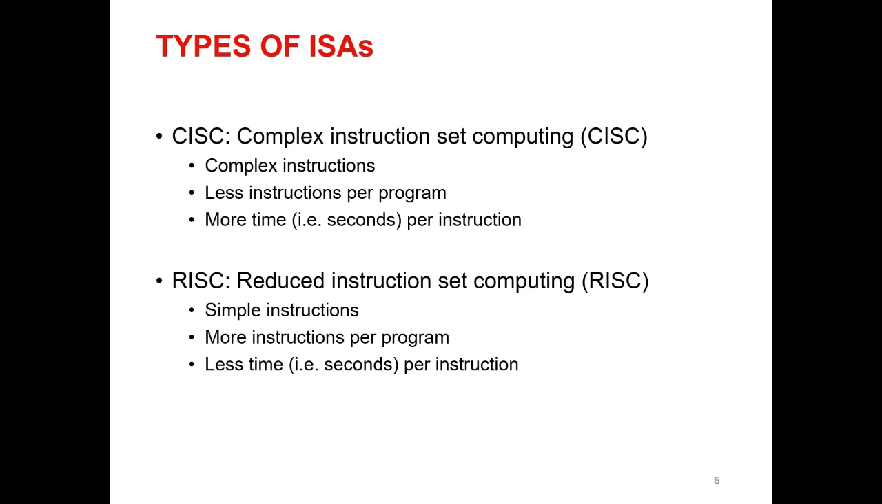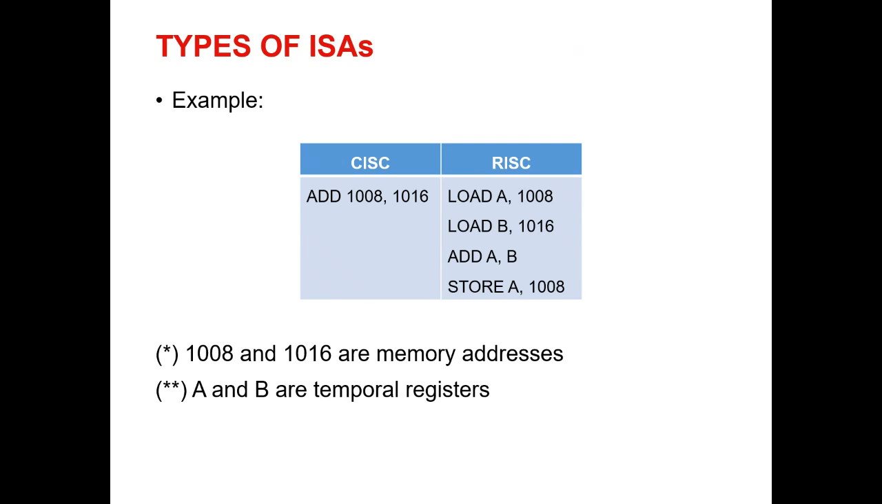Okay, let me show you an example. On the left side we have an operation with CISC, the complex instruction set computing, and on the right side we have the equivalent for that instruction with RISC, the reduced instruction set computing. So here what we are doing is adding, those are indeed not numbers, those are addresses of memory, as you could see here at the bottom. So we are adding two numbers that are located in this address of the memory and this other address of the memory. So this will be with the complex instruction set. With one instruction, I can do all this.